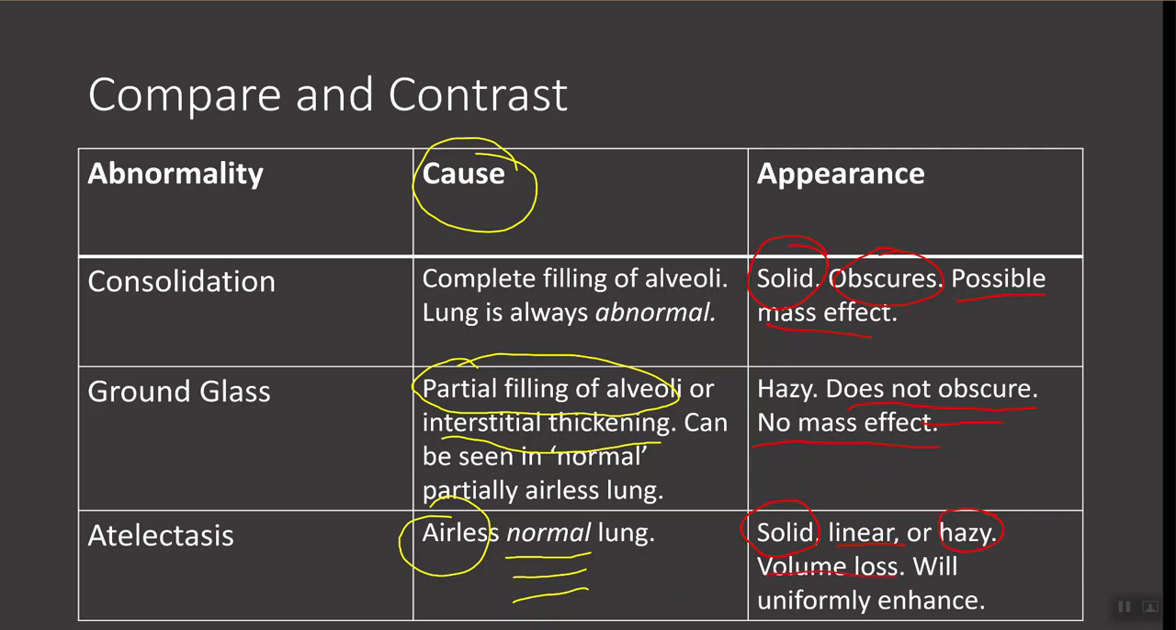You often will see volume loss associated with it, and one of the key things to remember here, and I really use this clue a lot, is that on contrast-enhanced studies, atelectasis will uniformly enhance. It appears very homogeneous, and that's because the lung is normal. It's going to enhance normally. It's an organ that if you take the air out, it's going to look like a solid organ. It's going to look like the liver. It's going to enhance, and it enhances much brighter than muscle.